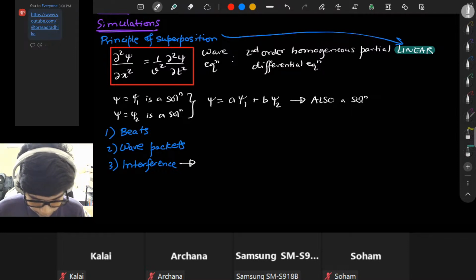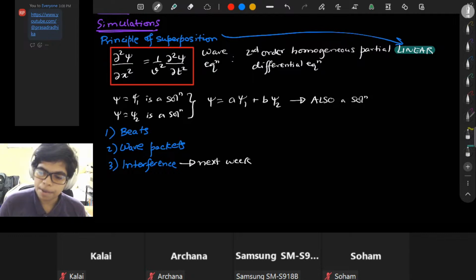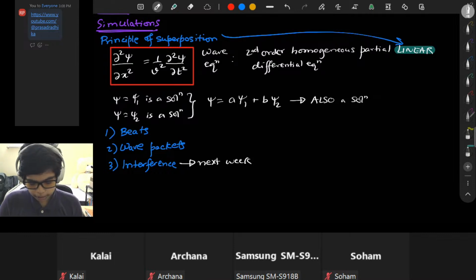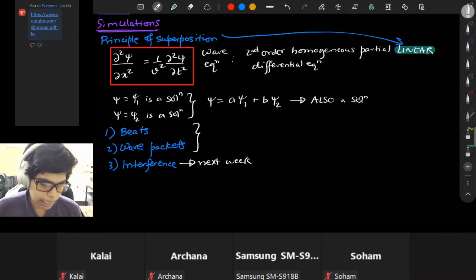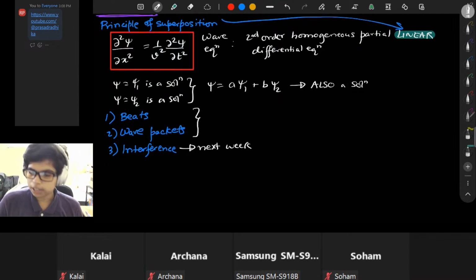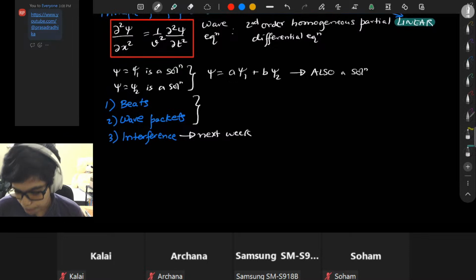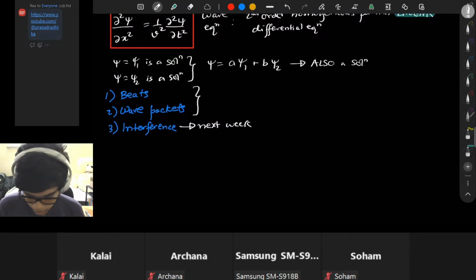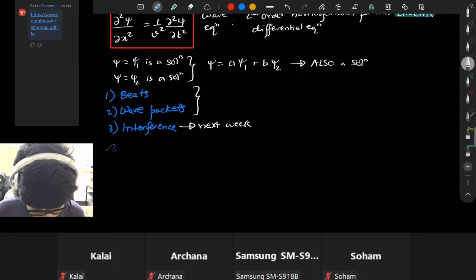And this interference effect you would study in the next week. In fact, the upcoming few weeks are on trying to study various kinds of interference effects. So this will be discussed in detail in the next few weeks. For now, in this lecture, I want to focus on beats and wave packets. Okay, so first let me discuss what beats are.